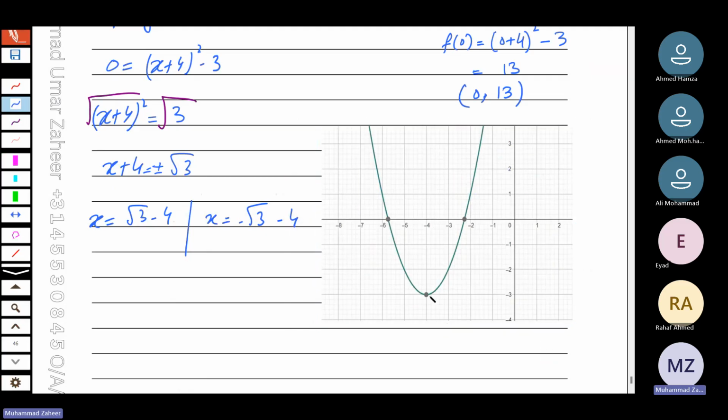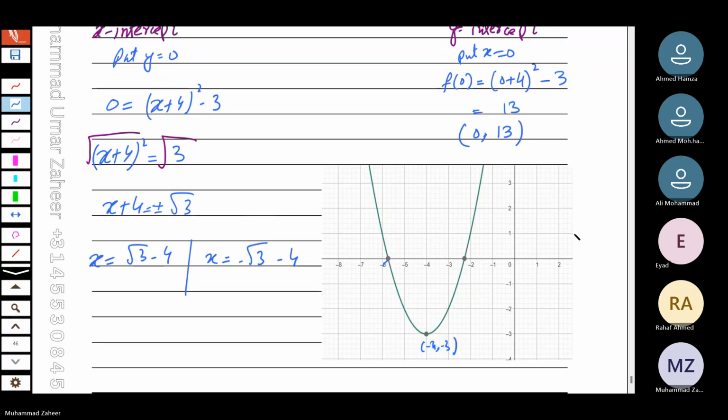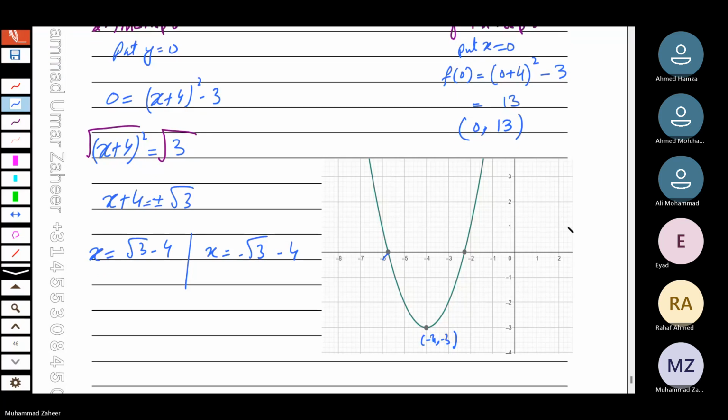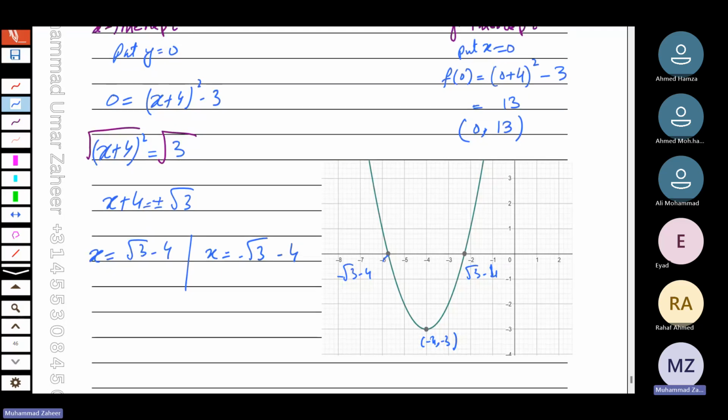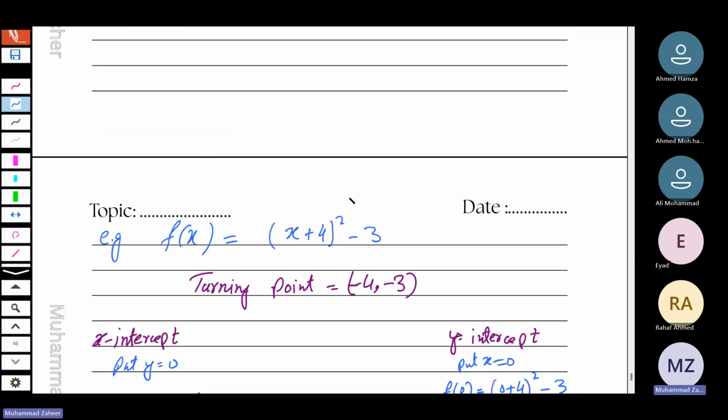Look at here, we have found the turning point, that is minus 4 comma minus 3. These are the x-intercepts, so obviously you have to take one positive value and one negative value. It will be minus square root 3 minus 4, and square root 3 minus 4. And the y-intercept is going to be up here. So this is how you have to draw the graph.